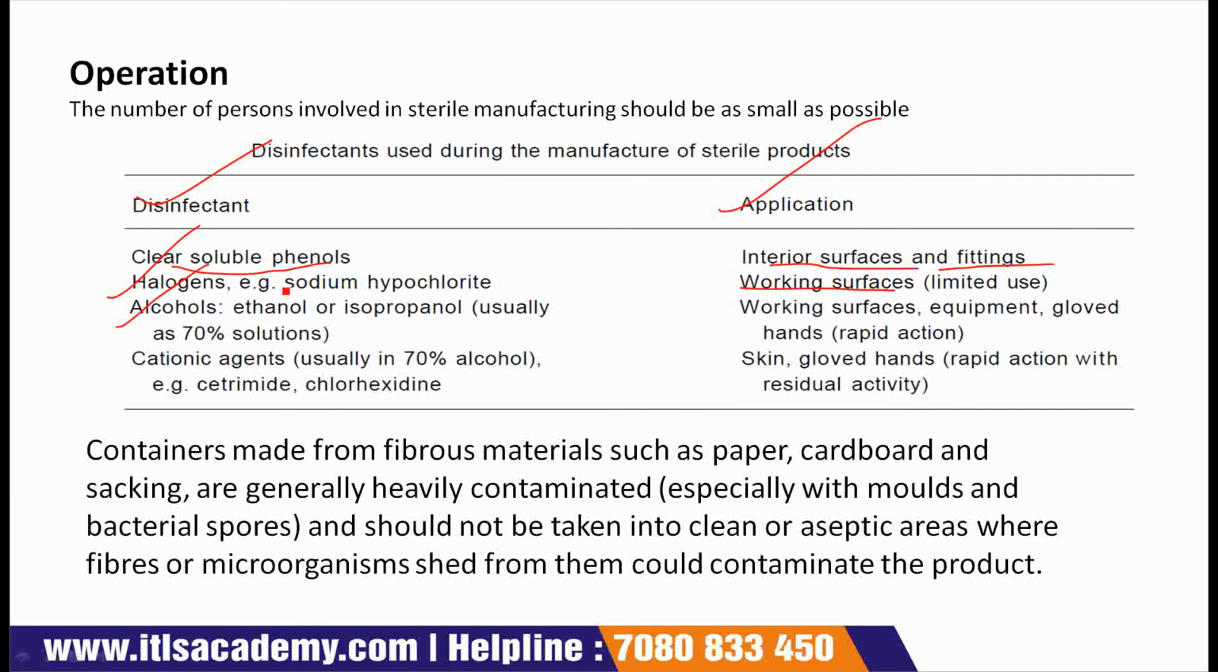Next is alcohols, ethanol or isopropanol. These are also used for working surfaces, equipment, and gloved hands. Other is cationic agents, usually in 70% alcohol. This is used for skin and gloved hands, with rapid action and residual activity seen in these cationic agents.